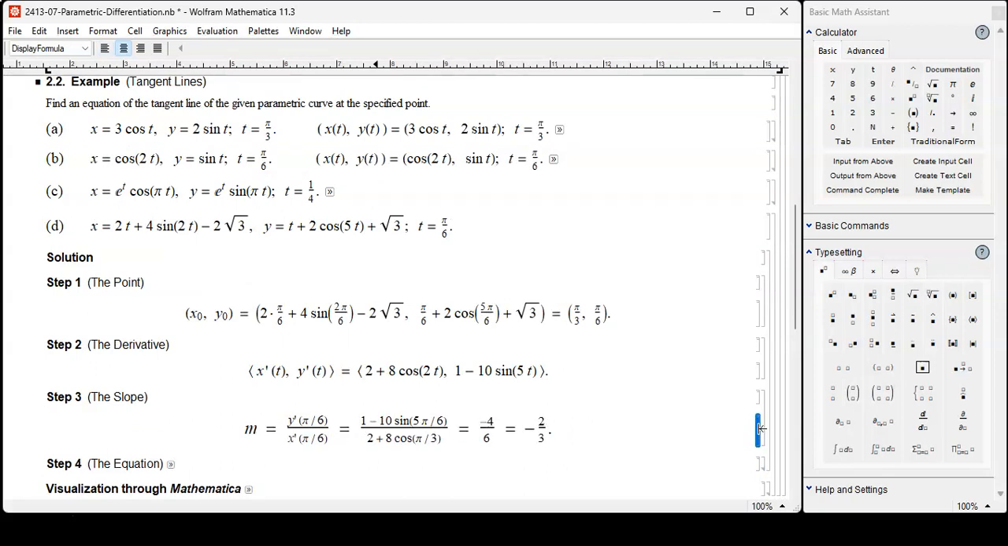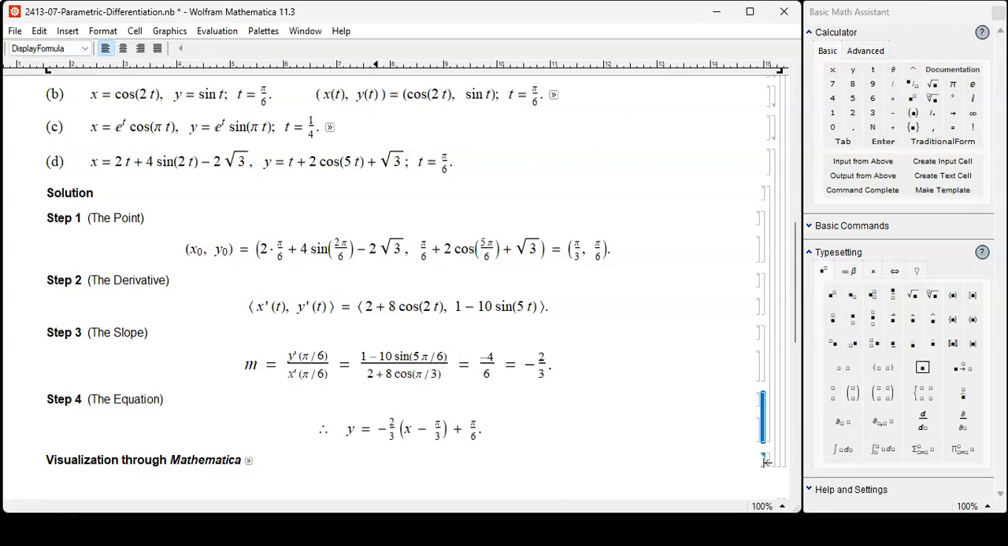Can you see it? This one here, plug in pi over 6. This one here, plug in pi over 6. And do your simplification. Negative 2/3. We have the point, we have the slope, we have the equation now.